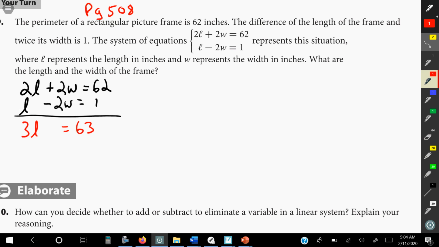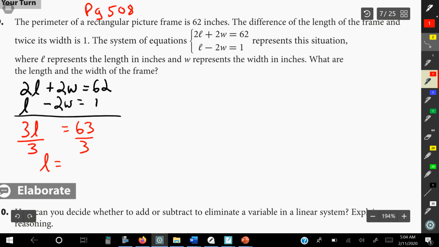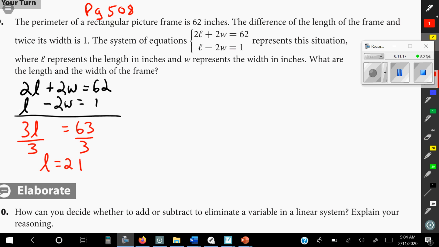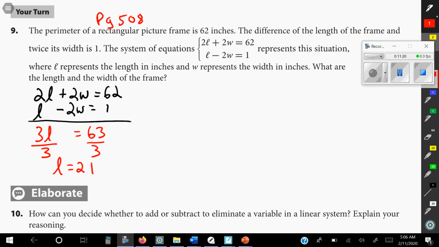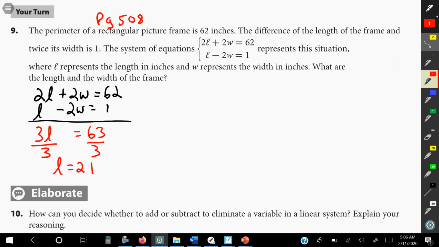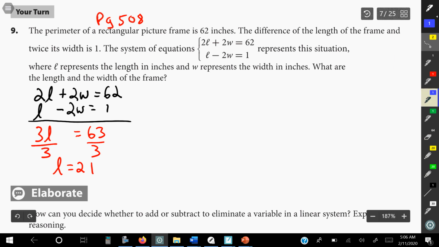All right, now I'm going to divide by 3 here. And L is equal to 21. So now that we have the length, we're just going to plug the length into our equation to solve for the width. I'm just going to happen to pick the first one here. So I got 2 times the length, which is 21, plus 2 times the width is equal to 62.